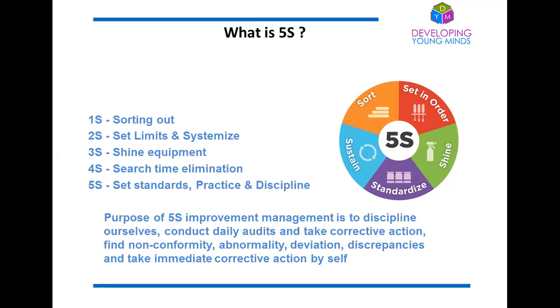So 5S improvement in any company is basically self-discipline, and doing audits on a daily basis. When you do audits, you make some observations, and then you have to work on the action plan, especially with respect to any non-conformance. Whenever something has to be a certain way and it is not, it is a non-conformance. Next is abnormality, any abnormality in the place. The other one is deviation, because something has been set in the beginning but is not followed.